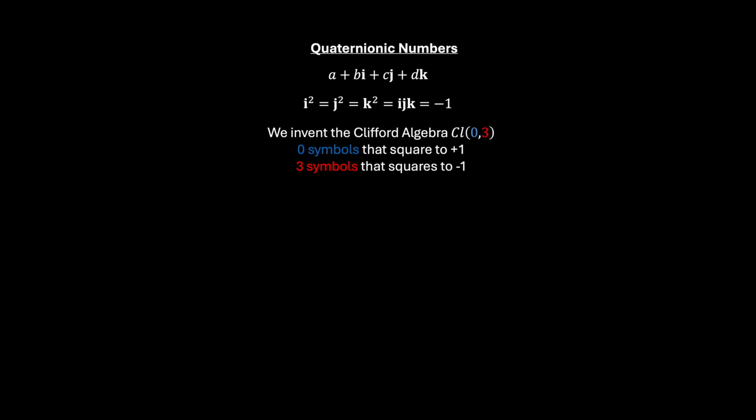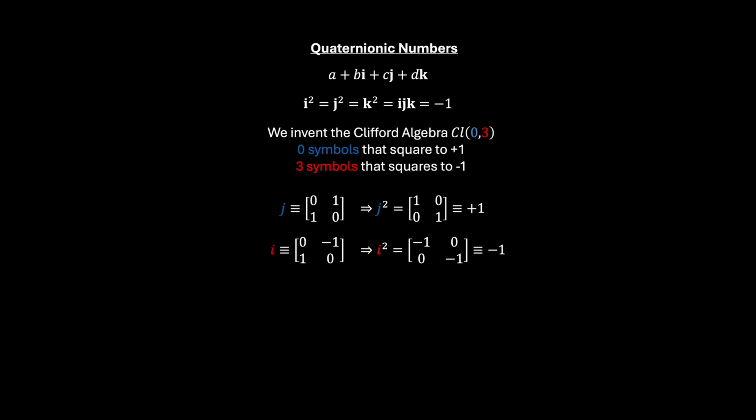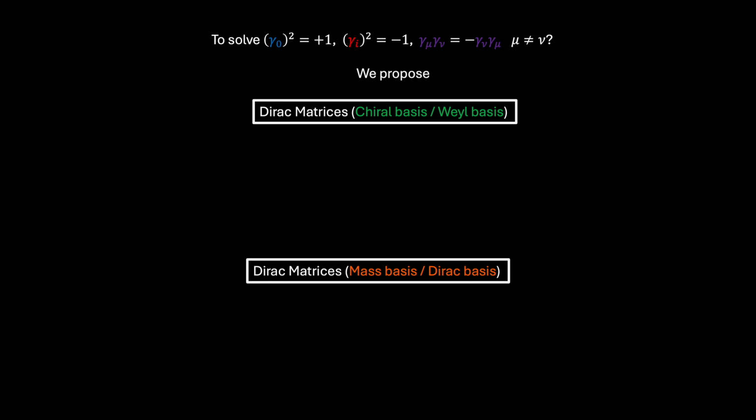It's important to note that the number i is not the only thing that squares to -1. We can have matrices that do this also. And more generally, we can invent any number of symbols that square to -1. And this is going to be important when we start talking about split algebras also. Importantly, however, the Pauli sigma matrices are things that square to +1. For the Dirac matrices, one of them will square to +1, and the rest will square to -1.